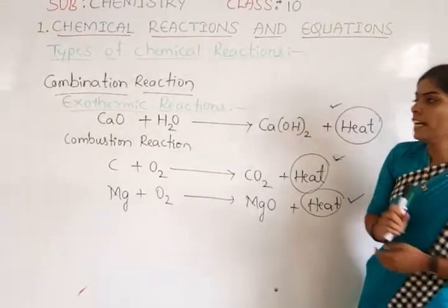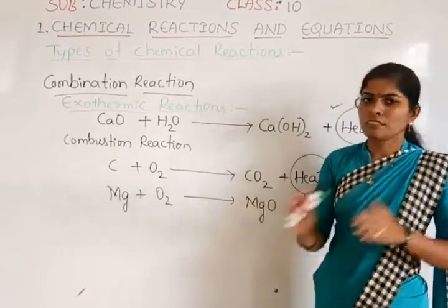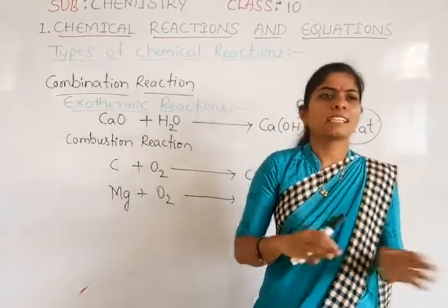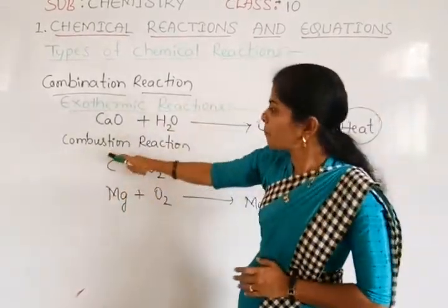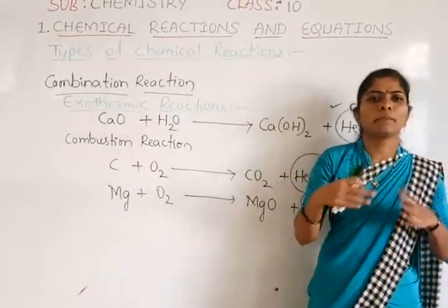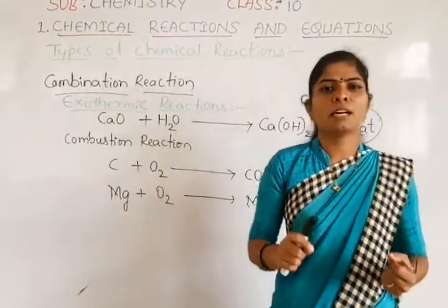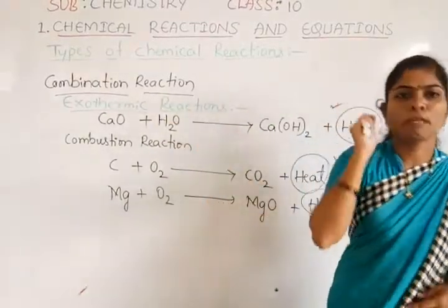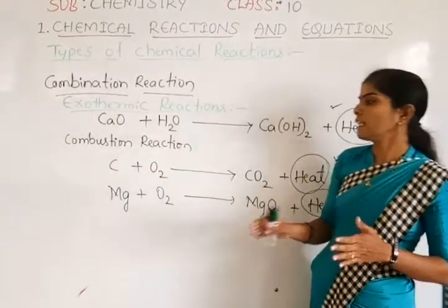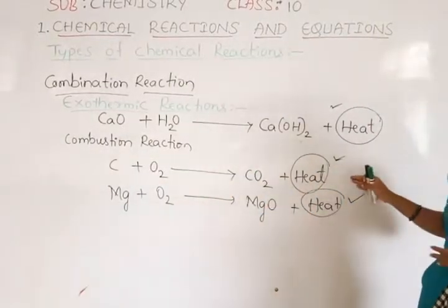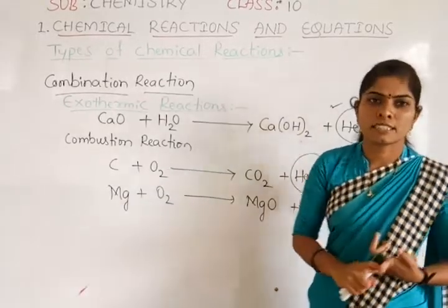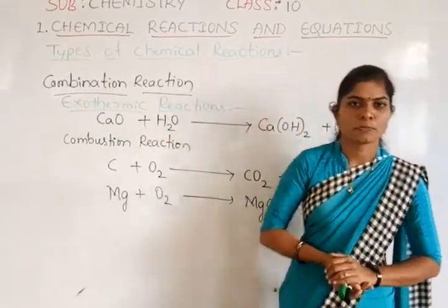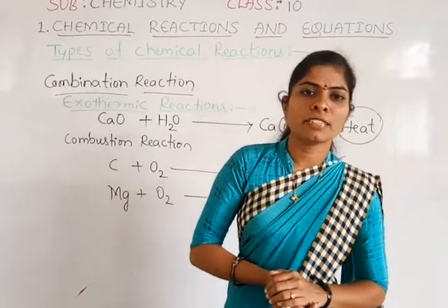When the evolution of heat takes place in these reactions, then we can call them exothermic reactions. And here in combination reactions, some reactions are accompanied with the evolution of heat and some are not. But the combustion reaction, combustion means any burning process, anything you can burn, that is an example for exothermic reaction. Whenever we burn something, there definitely the release or the evolution of the heat takes place. So all the combustion reactions are examples for the exothermic reactions. Is it clear?